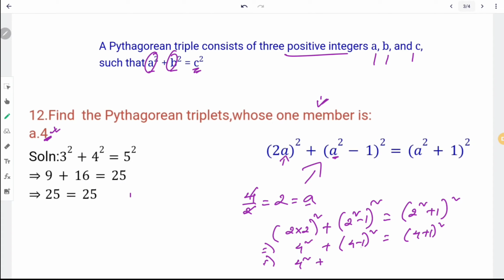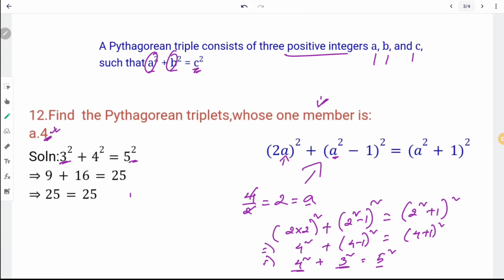4 minus 1 is 3, right? Plus is winning, so 3 square. 4 plus 1 is 5, so 5 square. So this is how you will get it. I know that what they've given us is 4, and the other two are 3 and 5. So you can see 3 and 5, right? So you have to write down 3 square.